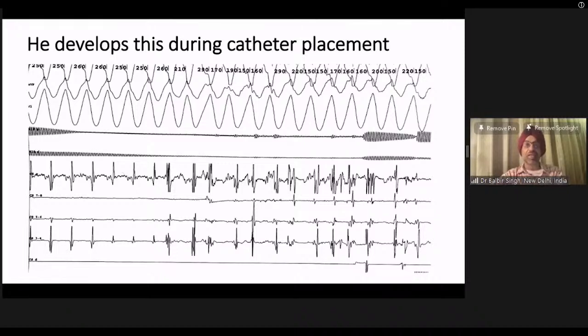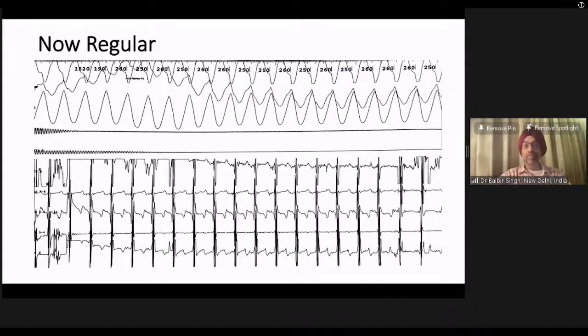So he develops this during catheter placement without having done any stimulation. You can see that his catheter is still not there. It is just the CS catheter which was introduced. So the obvious choice here is to cardiovert this patient because he was getting hypotensive. However, while we were getting ready to cardiovert, he develops this tachycardia.